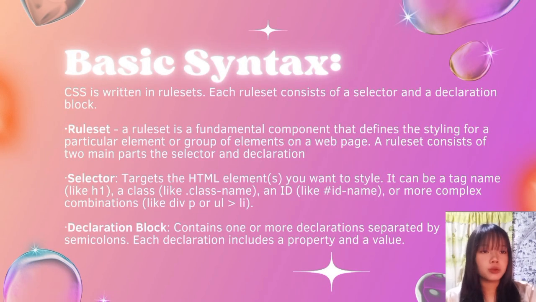A rule set is a fundamental component that defines the styling of a particular element or group of elements in a web page. Rule sets consist of two main parts, the selector and the declaration. The selector targets the HTML elements you want to style. It can be a tag name like h1, a class like a class name, or an ID like a number or name, or more complex combinations like div or p tags.